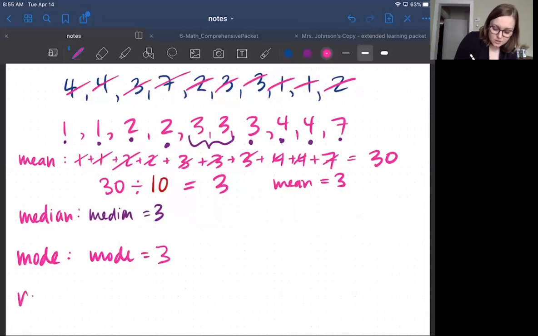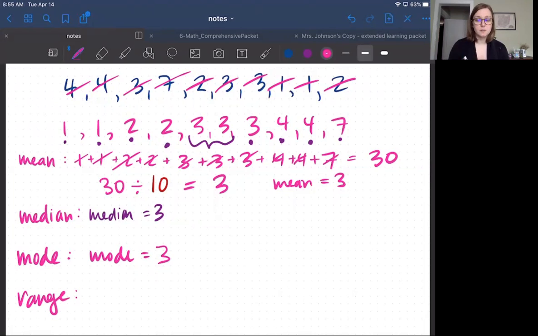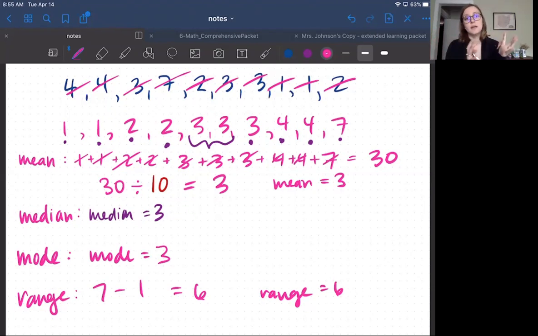Then lastly, the range. The range is, like I said earlier, the difference between that biggest value and your smallest value. So when I look at my list, my biggest number all the way over here is a 7, and my smallest number is a 1. So my range is 6. That's simple. You just subtract them. And what this tells us is that all of my data is between 7 and 1, right? That range from 7 to 1 is going to be 6.